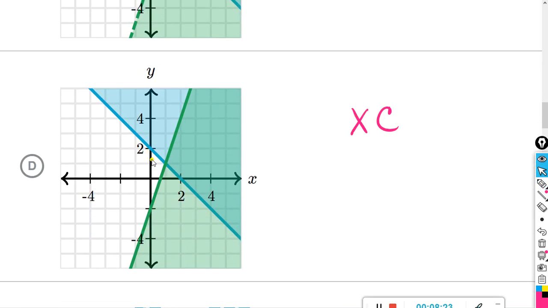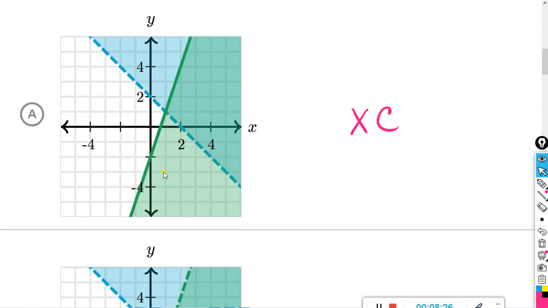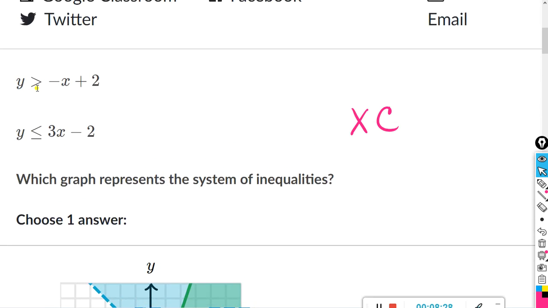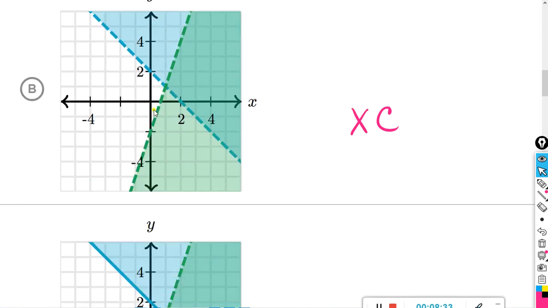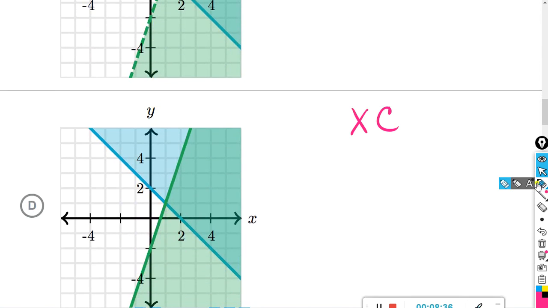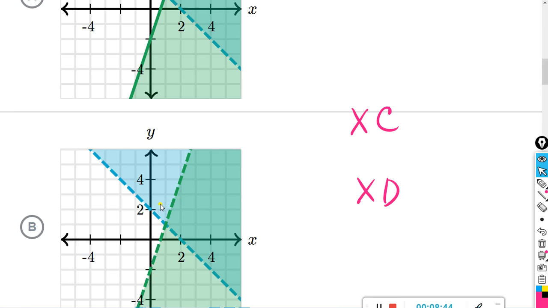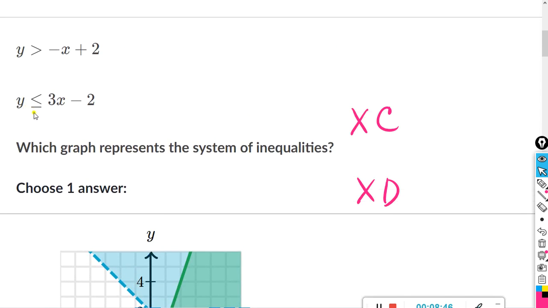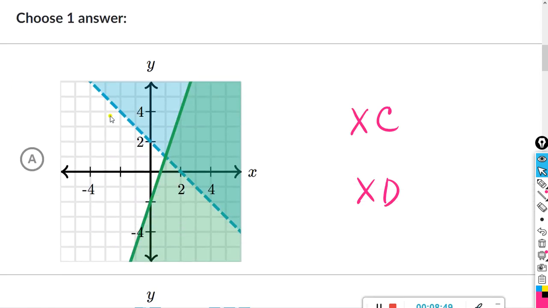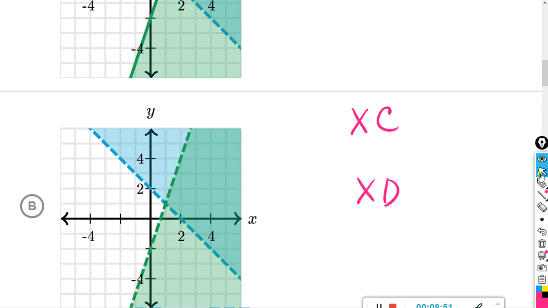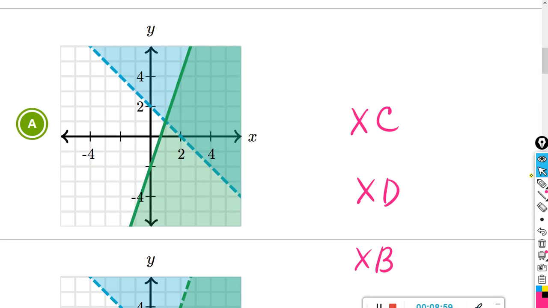And answer D, they're both solid. All right, but in this case, one of them should be not equal to. One of them should be a dashed line. All right, so it can't be D because D has both lines solid. All right, let's keep going here. And B can't be correct either because one of them is equal to. So one of the lines is solid, but on B, they're both dashed. So B is no good either. So the answer has to be answer A.